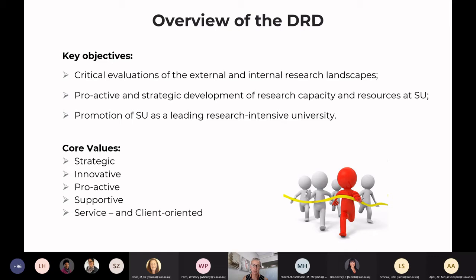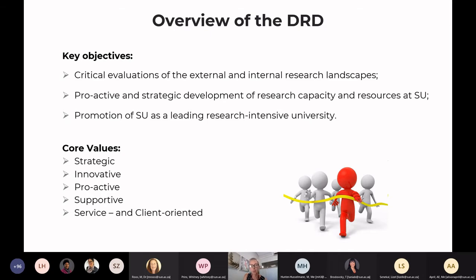So we want to be proactive and strategic in the development of research capacity and resources, and those are, of course, our research community, the human beings that we need, the people that we need to do research. We want to support you as far as we can, and we also want to play a role in building out not only funding resources, but also funding for equipment, and facilities that you need for your research. We want to promote, as I said, this is the vision of the university, Stellenbosch University as a leading research-intensive university. Our core values within the division is that we fulfill a strategic role.